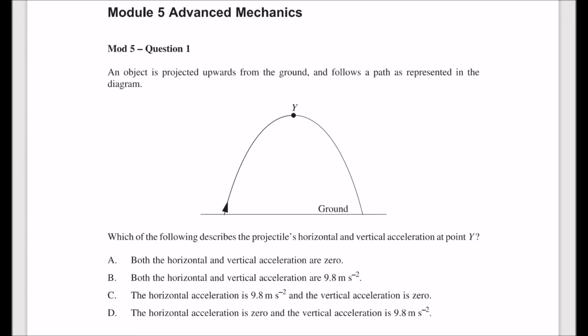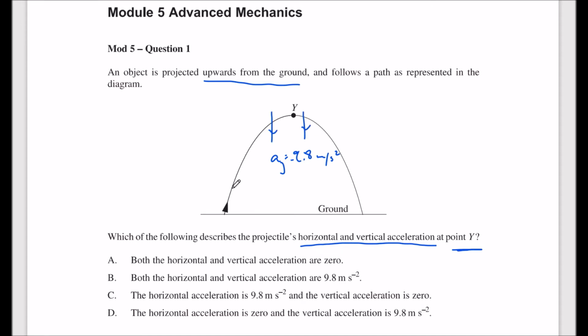So question 1, it says an object is projected upwards from the ground following the path as represented here. So we have a projectile motion. Which of the following describes the projectile's horizontal and vertical acceleration at point Y? Okay, so we know that for projectile motion, at least the assumption we make, there is always a constant acceleration due to gravity vertically.